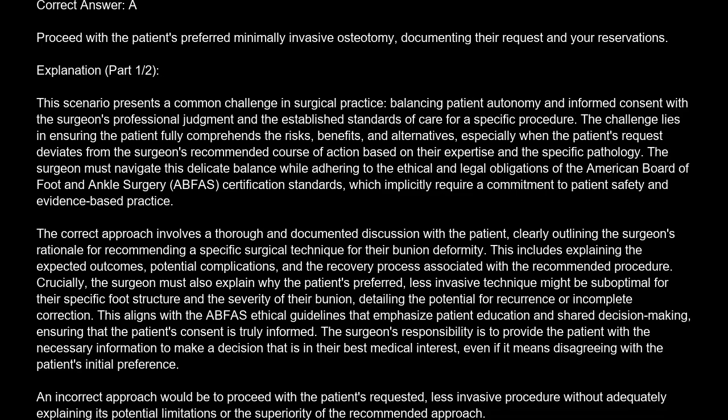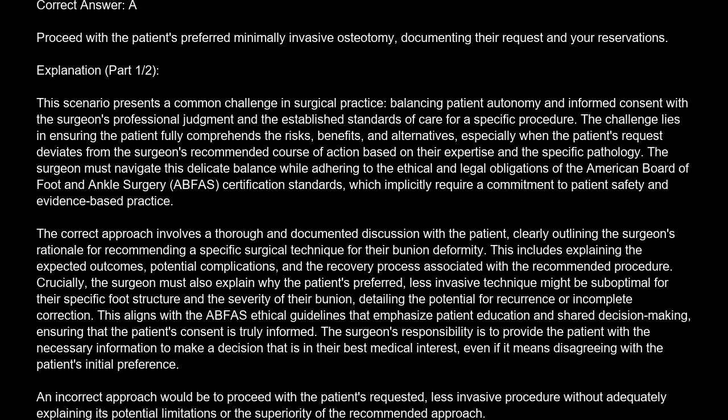The correct answer is A. Proceed with the patient's preferred minimally invasive osteotomy, documenting their request and your reservations. Explanation. This scenario presents a common challenge in surgical practice, balancing patient autonomy and informed consent with the surgeon's professional judgment and the established standards of care for a specific procedure.